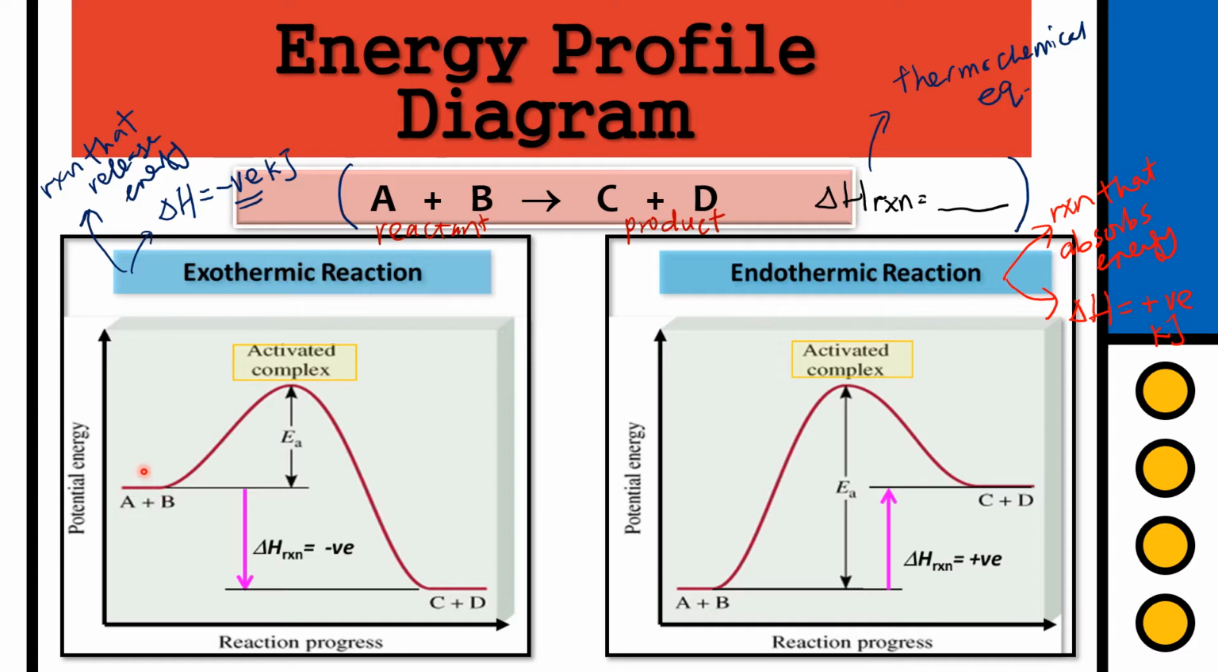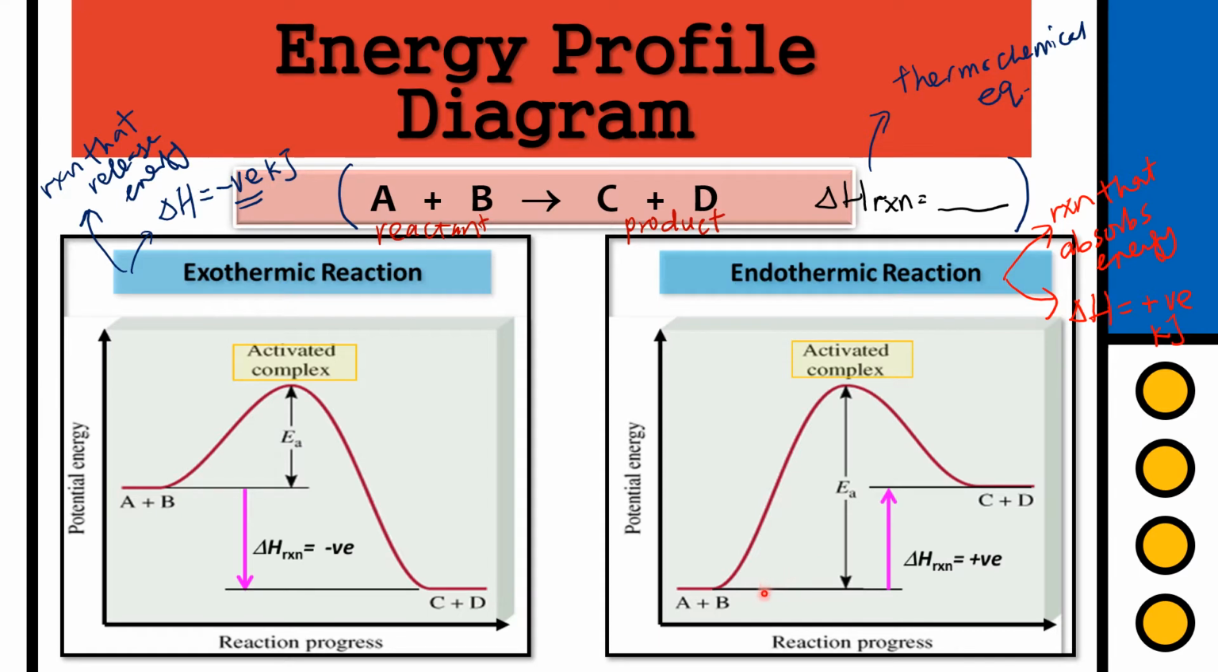Now, the second one, where are you going to start with the reactant? Is it a higher potential energy or a lower potential energy? If it's an exothermic reaction, the reactant will have higher potential energy, so it will be up here. Since the reaction will release energy, the product here will have lower energy. Thus, this will be the shape of an exothermic reaction.